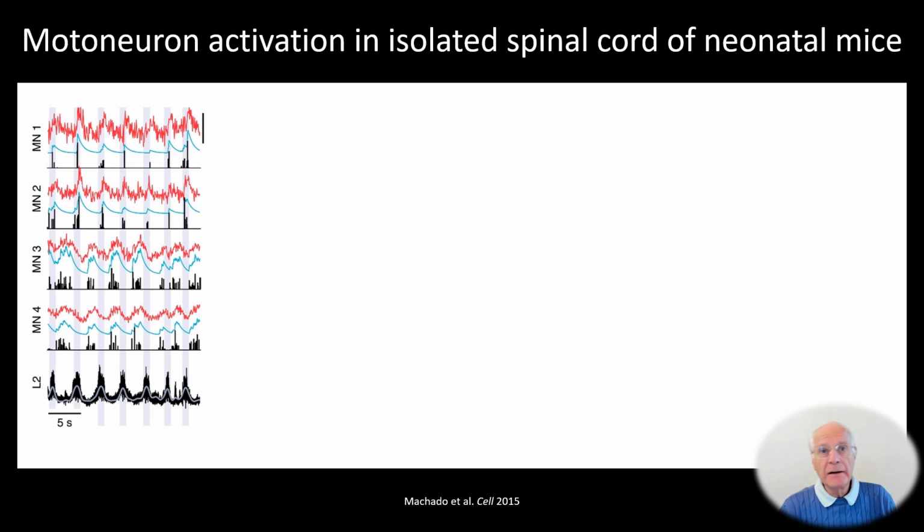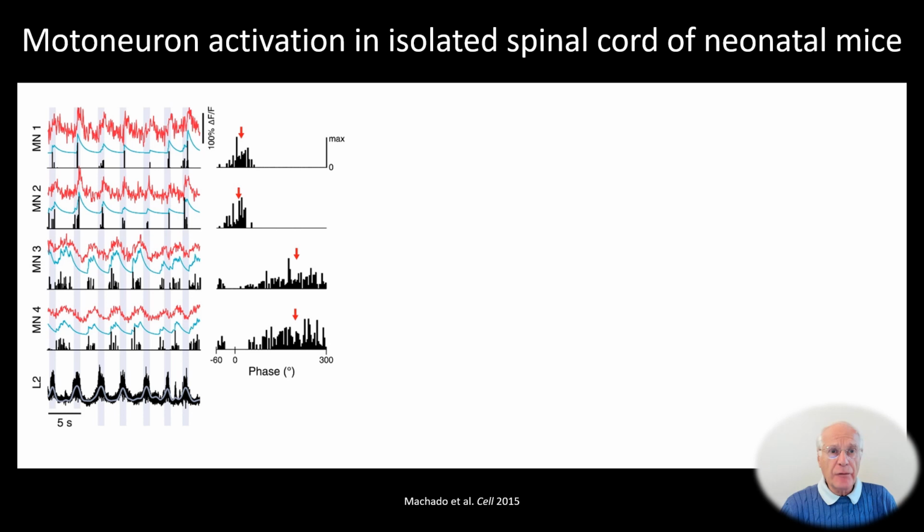In the lab of the late Tom Jessell at Columbia, the activation patterns of motor neurons have been studied in the isolated spinal cord of neonatal mice. Motor neurons are made to fire by using glutamate receptor agonists. Here, the spike counts for these motor neurons over 90 seconds are plotted over the fictive locomotor cycle. Despite variability, each neuron has a preferred phase tuning relative to the locomotor cycle, the red arrows.